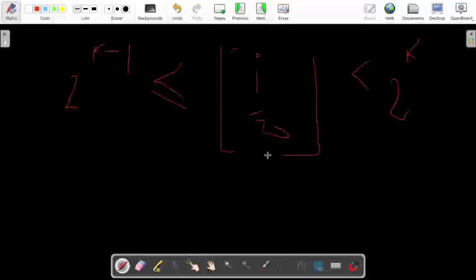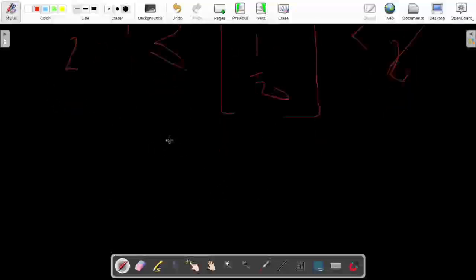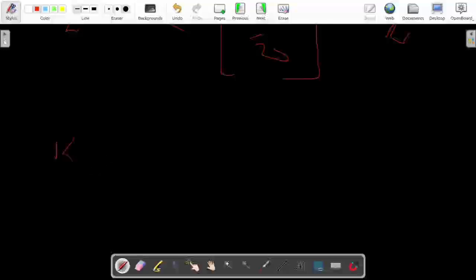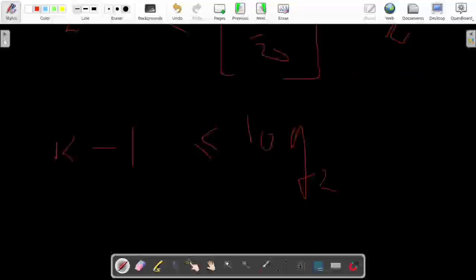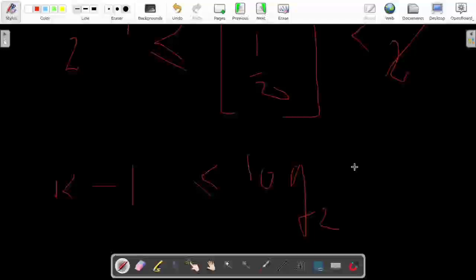Okay. Now, ignore this part. Now we will deal with this inequality and take log on both sides. If you take log on both sides, the equation will look like this. k minus 1 is less than or equal to log of, yeah, floor of i by 2, and floor value of log also.